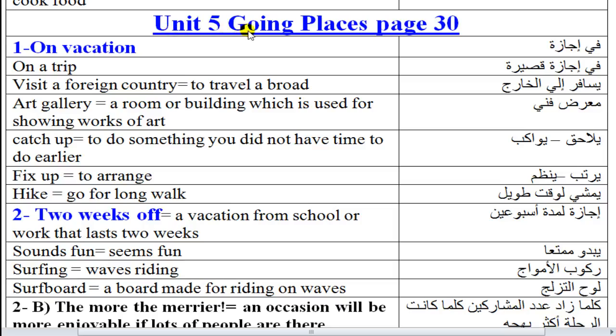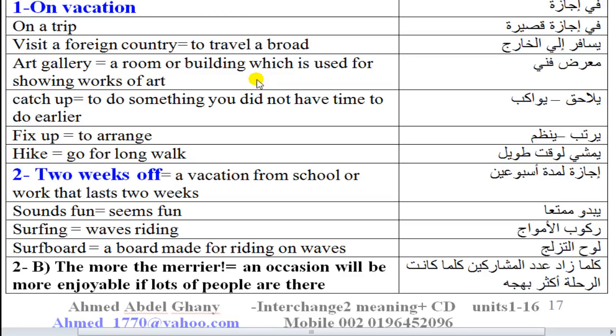Unit 5, Going Places, Page 30. One, on vacation. On, British, American, on vacation. On a trip. Visit a foreign country. G silent. Visit a foreign country. To travel abroad.